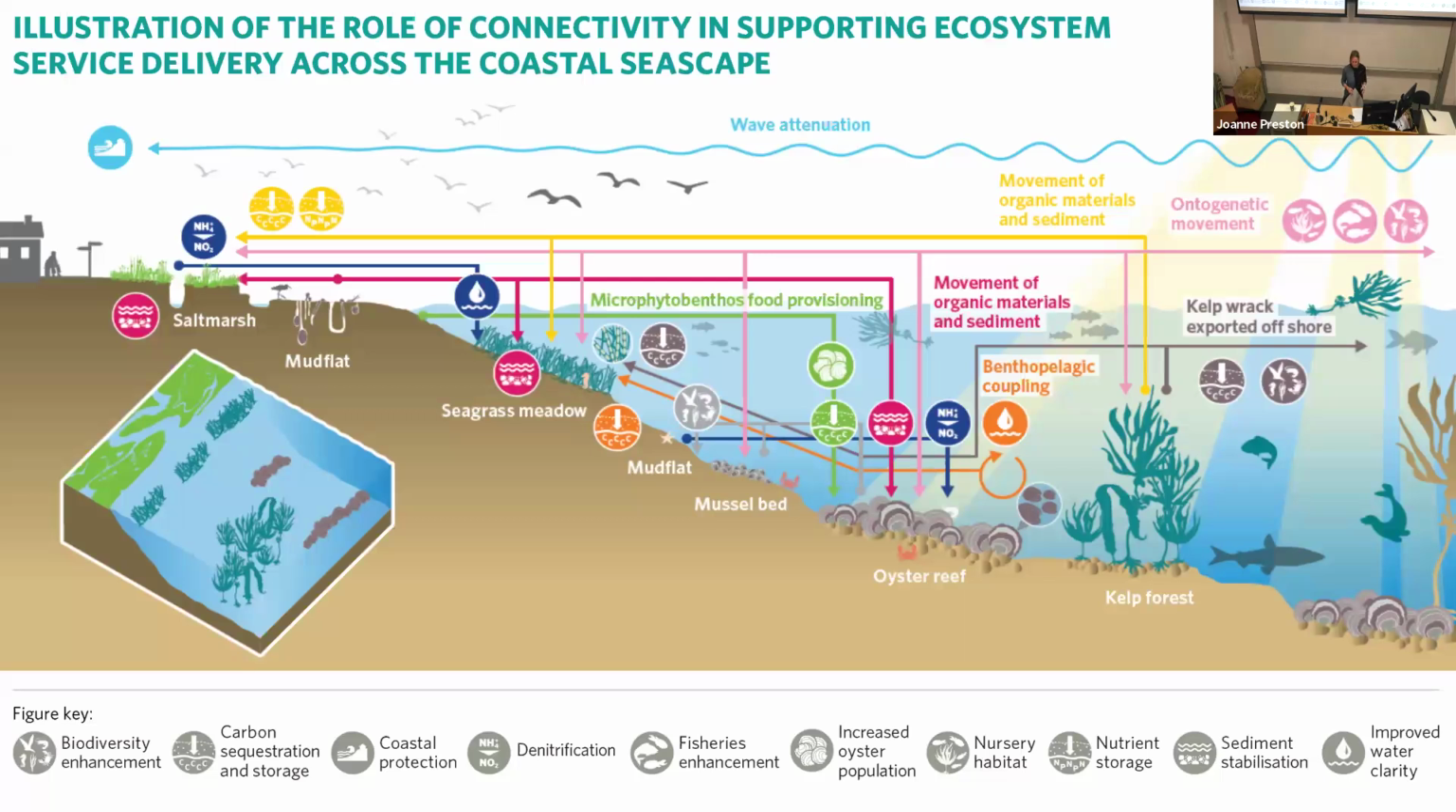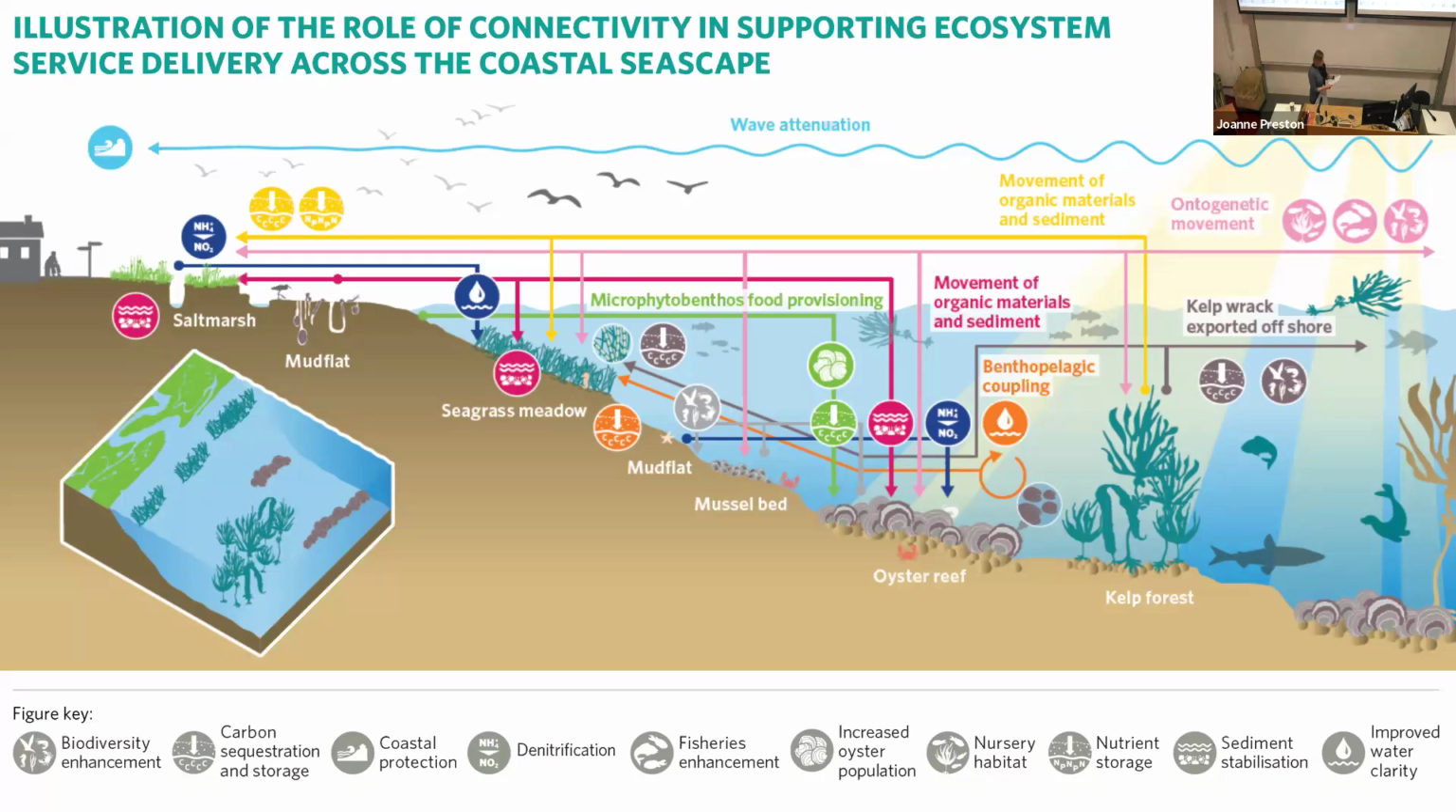So again, a bit dry. So we decided to use a diagram to bring it to life. And this is our tube map of connectivity, where there's evidence that enhances ecosystem service delivery. So the light blue line, wave attenuation by habitats increases coastal protection and sediment stabilization. And we all think we know this, but actually finding the evidence was quite tricky.